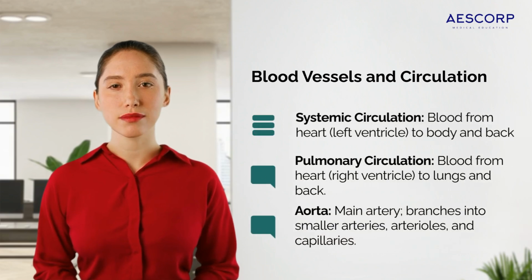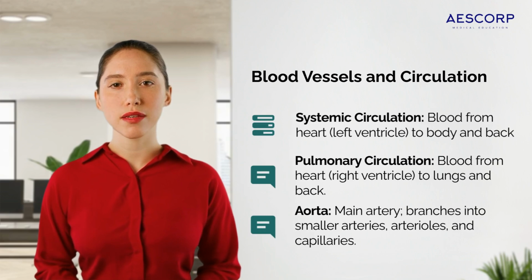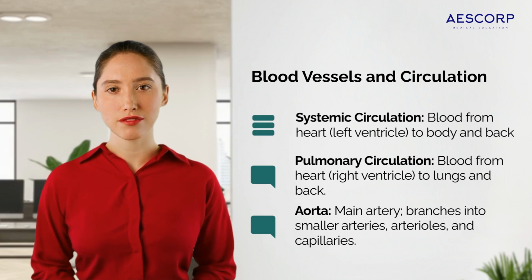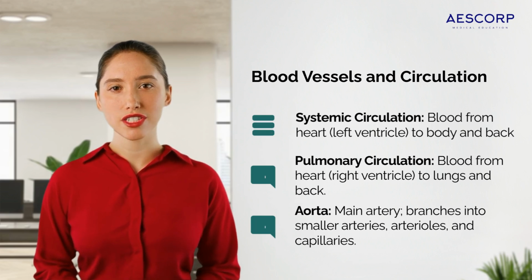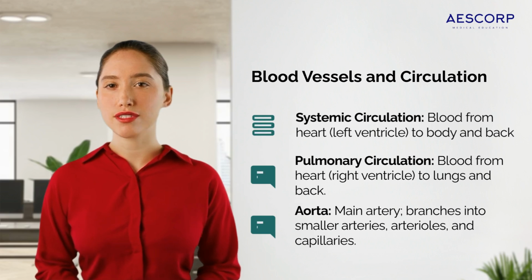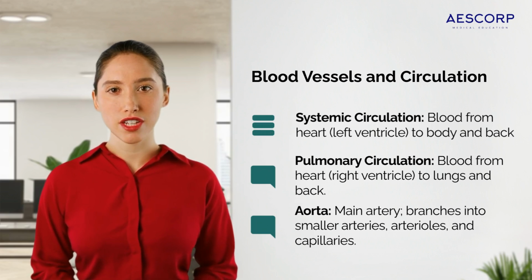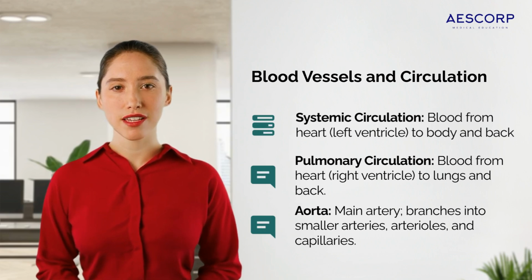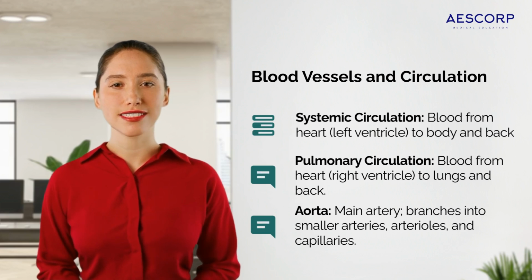Now, let's look at the blood vessels involved in circulation. Systemic circulation. Blood flows from the heart, left ventricle, to the body, and then returns to the heart, right atrium. This is the large loop that delivers oxygen to tissues and picks up waste products. Pulmonary circulation. Blood flows from the heart, right ventricle, to the lungs for oxygenation, and then back to the heart, left atrium. This is the smaller loop that oxygenates the blood.